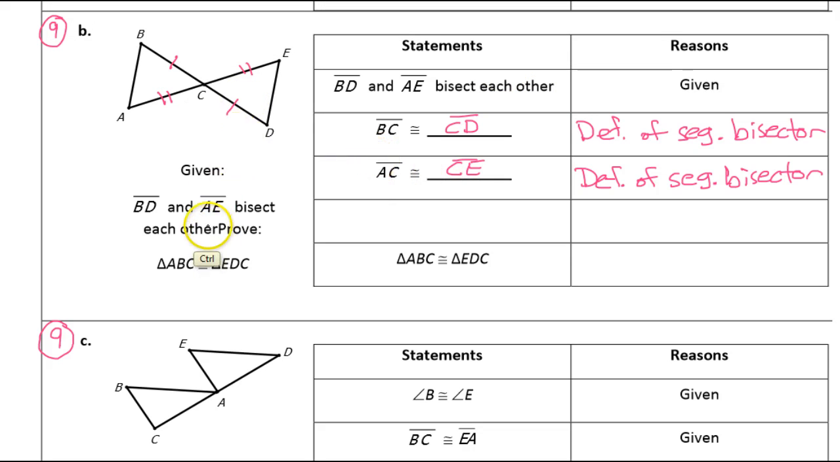Well, that's the end of the given, but this is not enough to prove the triangles are congruent. Is there anything else I can mark congruent? Sure, I've got these angles right here in the middle. Bam! These are vertical angles. So I can say angle BCA is congruent to angle DCE, and that's just because vertical angles are congruent.